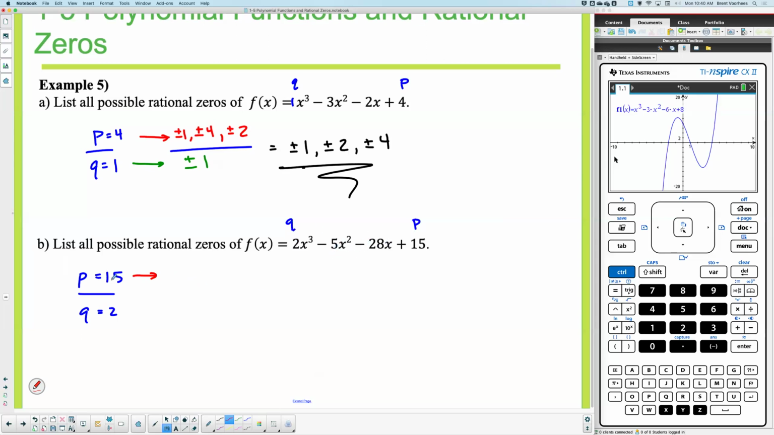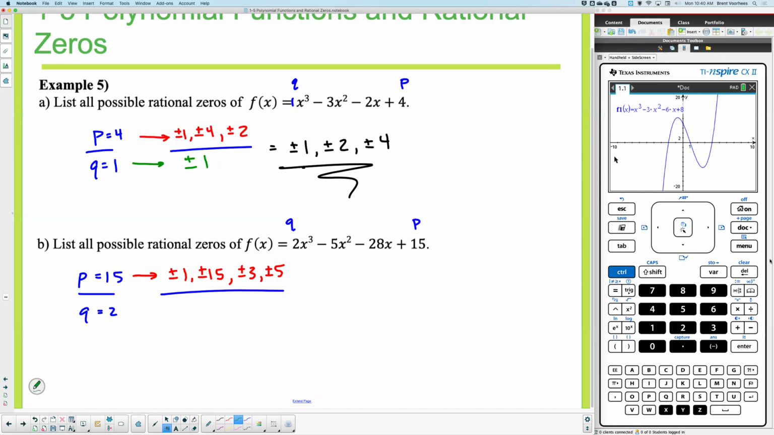Let's see. What are the factors of 15? What can multiply to give you 15? 1 times 15. Positive negative 1 times positive negative 15. What else? 3 times 5, positive or negative. Again, it could be a negative times a negative or a positive times a positive. That's them. You got all of them.